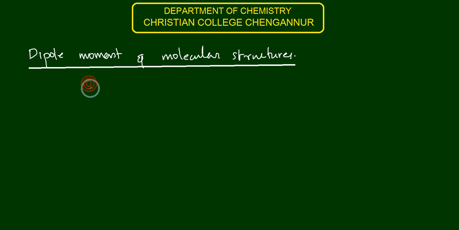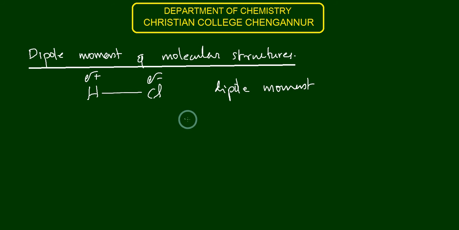For example, you have a molecule like hydrogen chloride, and here chlorine is more electronegative than hydrogen, therefore the electron density will be pulled towards the chlorine. So chlorine gets a delta negative charge and the hydrogen gets a delta positive charge. So this is a polar bond, or this molecule acts as an electric dipole. The strength of this electric dipole is called the dipole moment. And the dipole moment can be measured as mu is equal to q into r, where q is the charge at one end and r is the distance between the two point charges. So that is dipole moment.